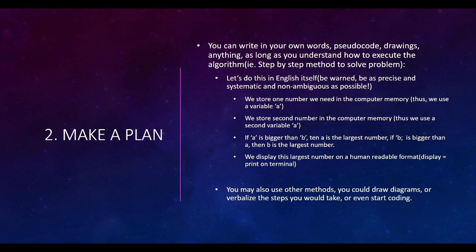Or we could just say we store the first number in variable A, because a variable is just a space we create in the memory of the computer, in the RAM, for the number. Then we do the same for the second number, variable B. If A is bigger than B, then A is the largest number. If B is bigger than A, then B is the largest number, right? And we display this largest number in a human readable format. By display, I mean print it out on the terminal.